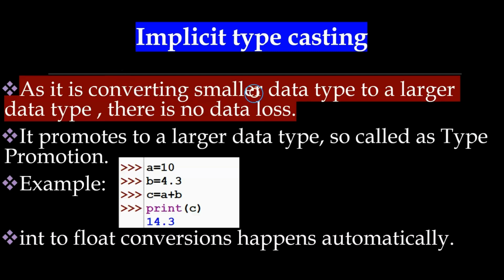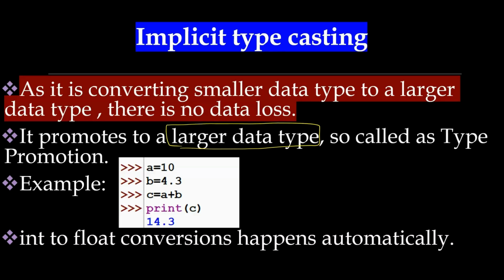Let us learn some more facts on implicit typecasting. It converts the smaller data type to a larger data type, and there is no data loss in the case of implicit. There is no data loss because it is converting the smaller data type into the larger data type. It is promoting the smaller data type to a larger data type, so that's why it's called type promotion.